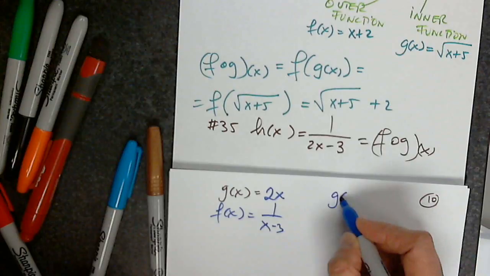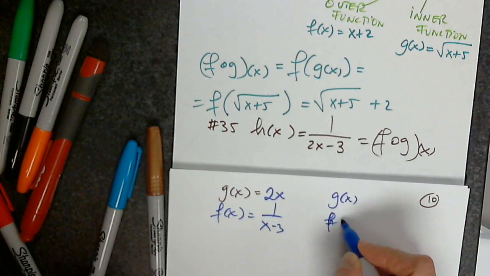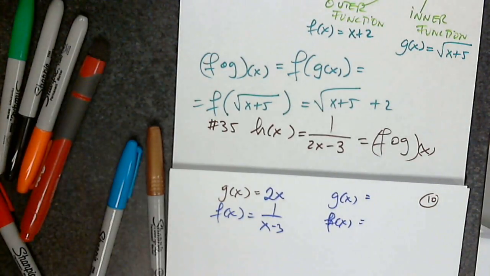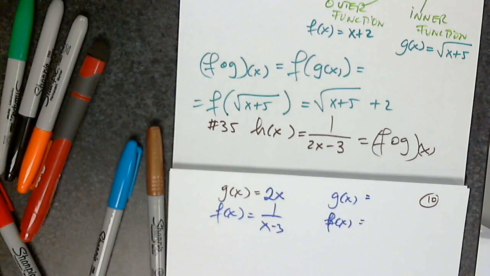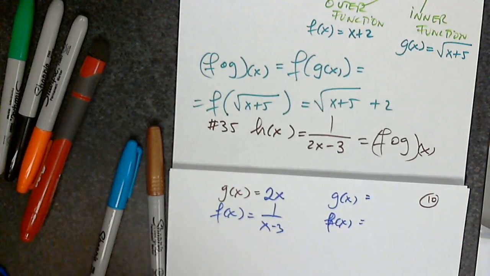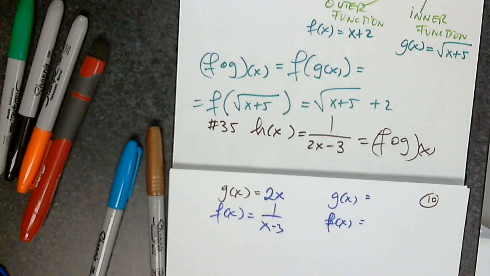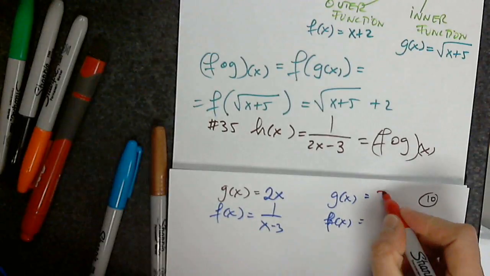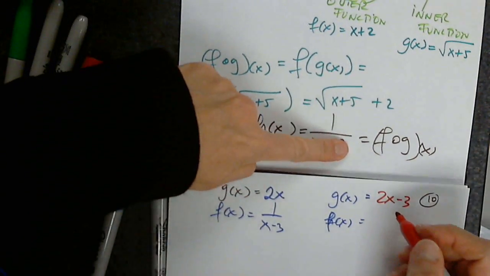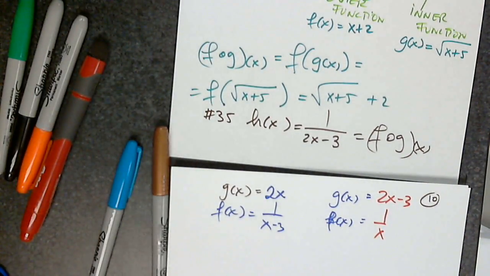Can we find another g and another f of x? What is another option? We don't need a second option. I just want to discuss another option. x minus 3. Excellent. And then 1 over x. Exactly. Awesome.